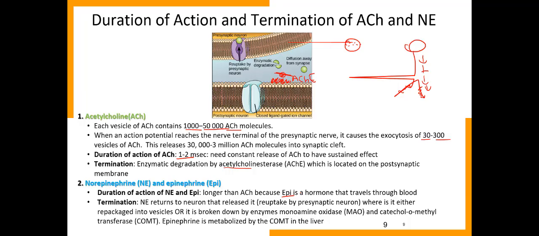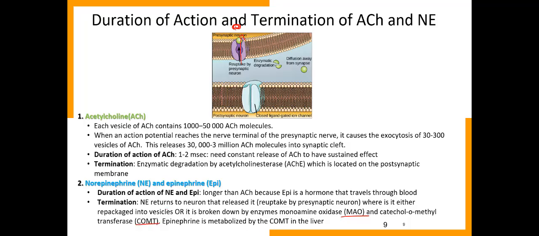How norepinephrine action is terminated is that it gets taken up again by the neuron that releases it. And so that's called reuptake. It needs a pump to do it. And what happens is once it gets taken back up into the neuron that releases it, it either gets repackaged into vesicles or it gets broken down by a couple of different enzymes in the presynaptic neuron, right? And you can see over here, epinephrine is broken down by one of those same enzymes in the liver.